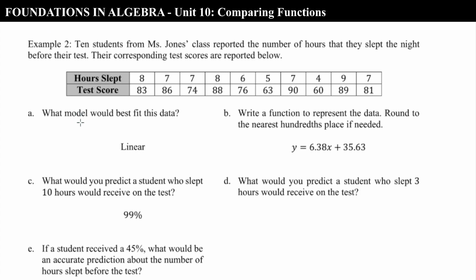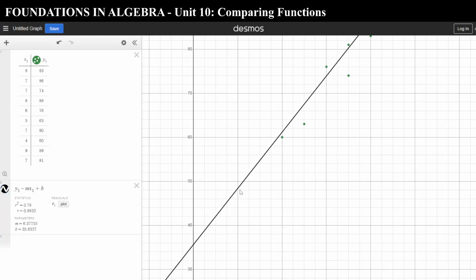Then for D, what would you predict a student who slept 3 hours will receive on the test? Again, you can put 3 into your function, or you can simply go back to the graph, and we're going to go to 3 hours on our graph. And it looks like 54.7. We're going to round that to a 55.